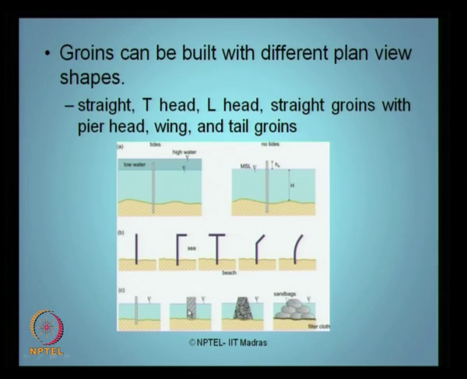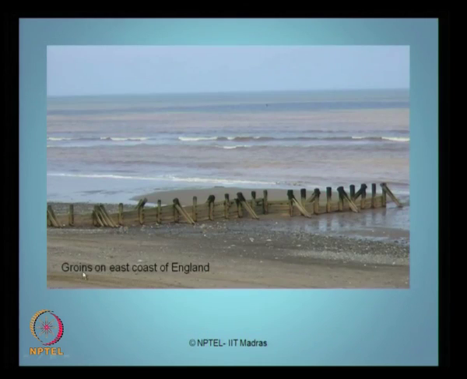You can see different kinds of cross sections of groins. It is a thin, slender, long structure which is constructed for shoreline protection. It can be of masonry, it can be of random rubble mounding which can be triangular in cross section, or simply sandbags which are arranged in a specific form normal to the coast to protect it from erosion. This is a picture of the groins constructed on the east coast of England for a small area.